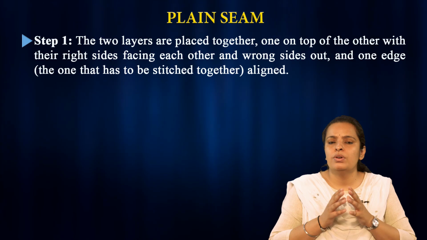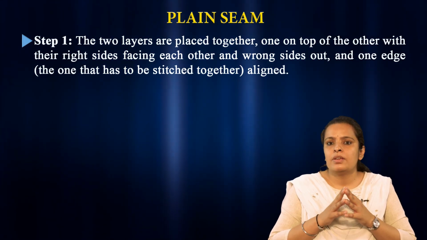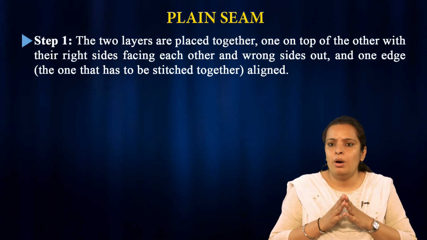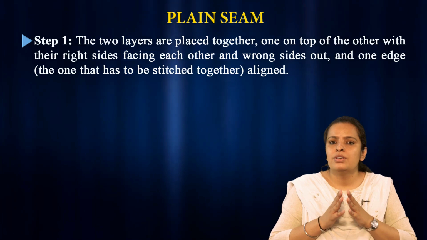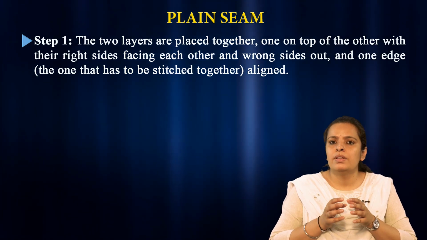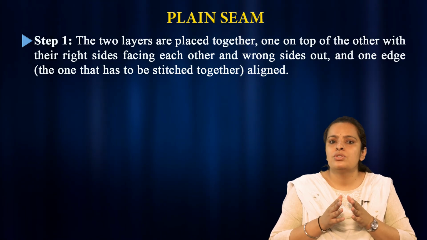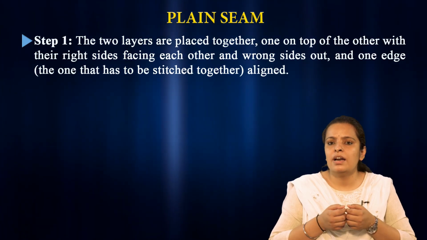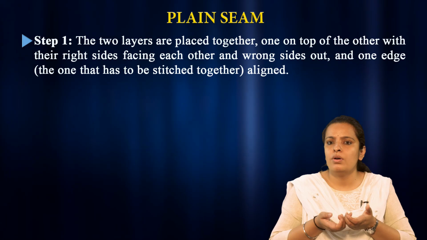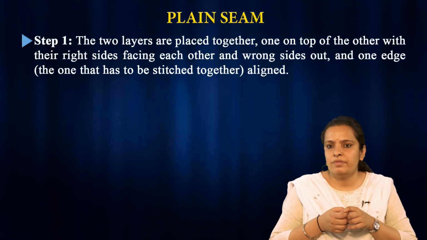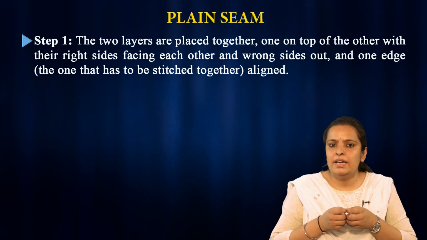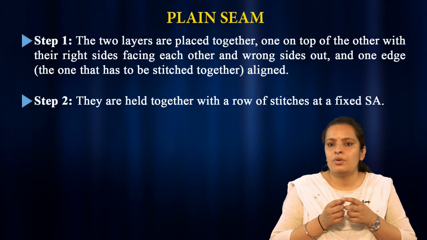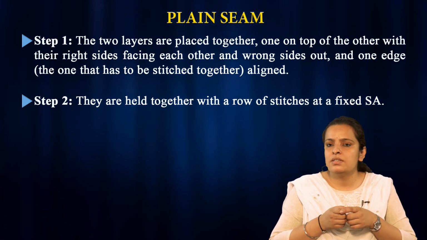So what we have to do, if we have two layers of fabric, is keep the two fabrics together, one on top, with the right sides facing each other and the wrong side out. It means that we have to do the stitching on the wrong side, not on the right side of the fabric. So one edge should be aligned, and in step 2, they are held together with a row of stitches at the fixed seam allowance.